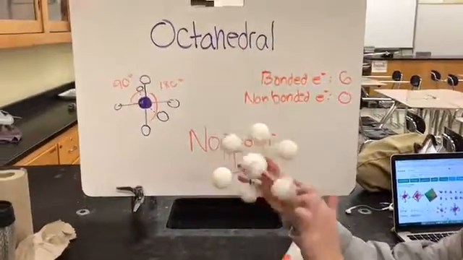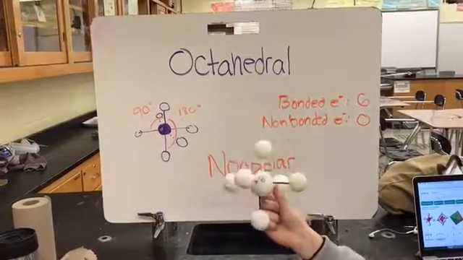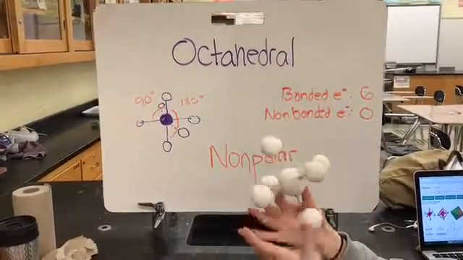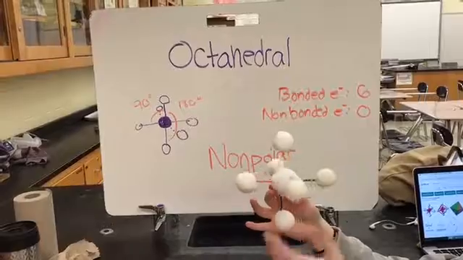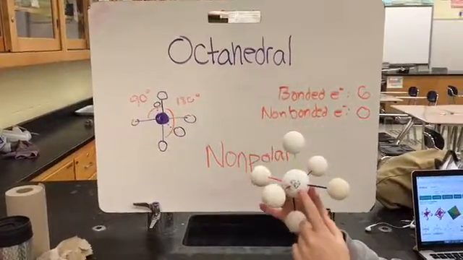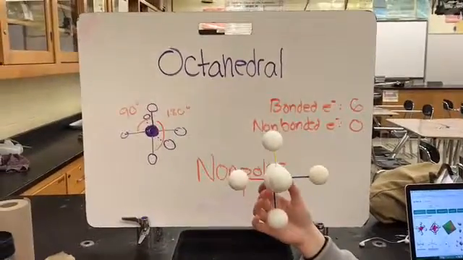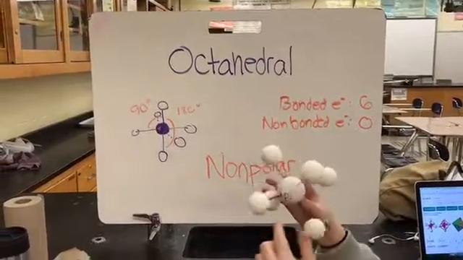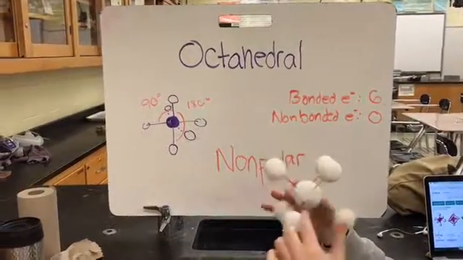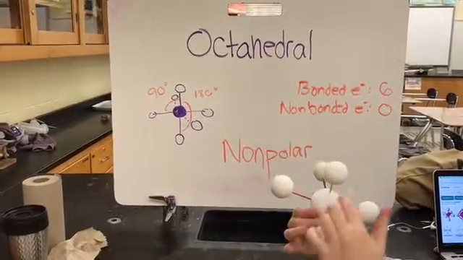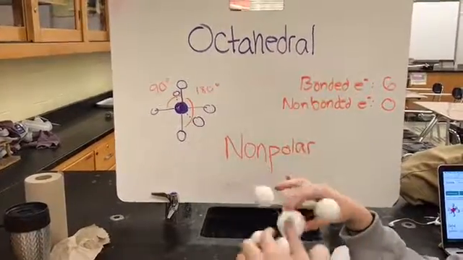Okay, so now we have the octahedral shape. This one has 6 bonded electrons and 0 unbonded electrons. It is nonpolar because all of the charges meet in the middle of the central atom. It is called an octahedral because it forms 8 triangles, so like 1, 2, 3, 4, 5, 6, 7, 8.